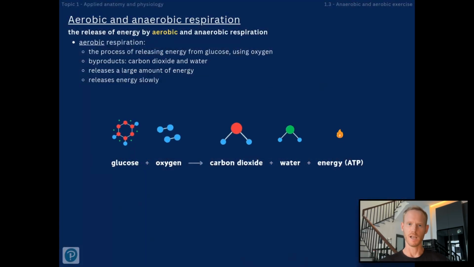So aerobic respiration uses oxygen to break down nutrient molecules, primarily glucose, to release large amounts of energy in the body. Glucose reacts with oxygen, releasing carbon dioxide and water as byproducts. The word equation for this reaction is glucose plus oxygen forms carbon dioxide, water, and energy, or ATP.